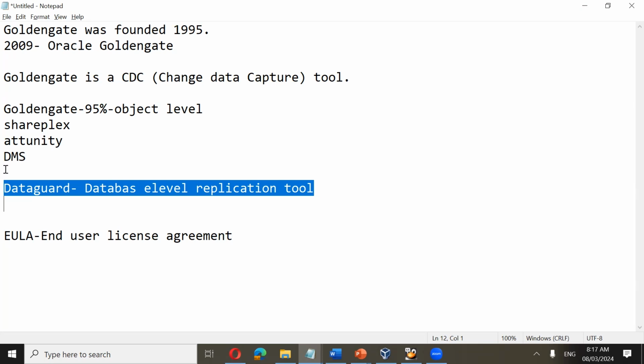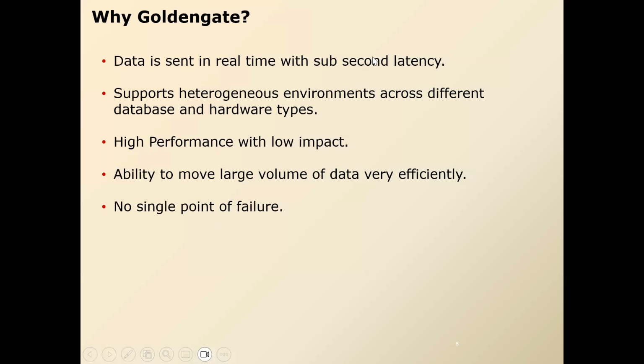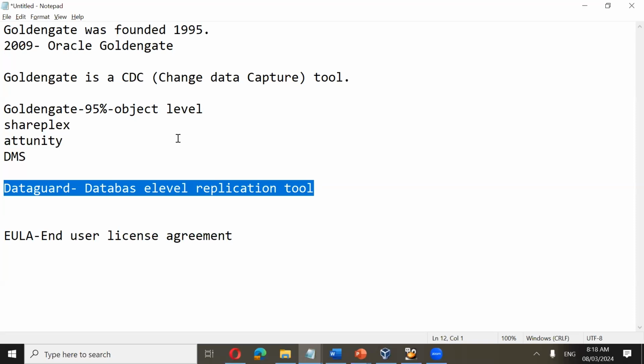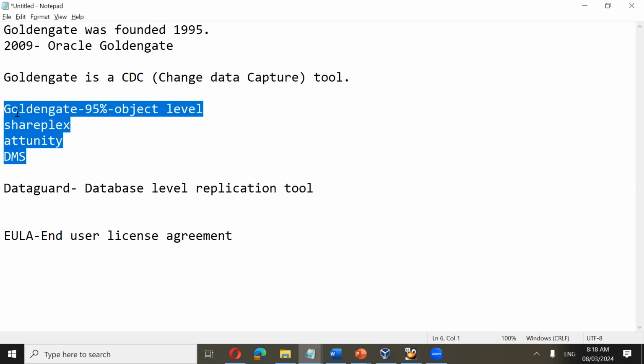Okay. Now, what I was discussing prior to this was that Golden Gate is a product which is very widely used. Right. Now, why is Golden Gate so widely used in comparison to its competitors? There are two reasons why the market share of Golden Gate is pretty high. First of all, it's an Oracle product, and Oracle database is a very common database.